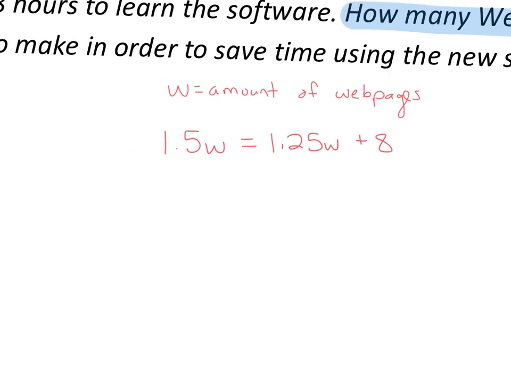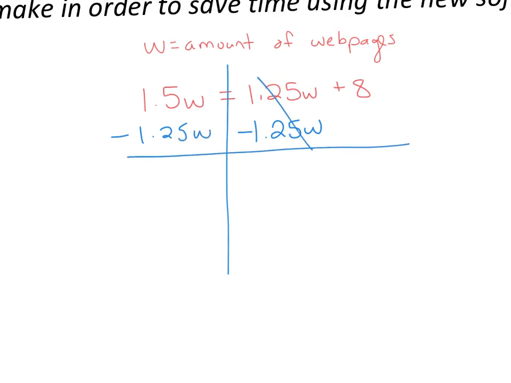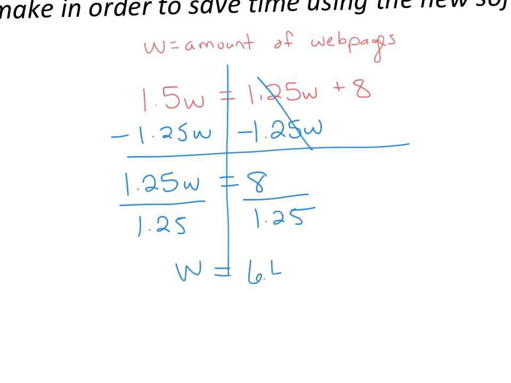Okay, so now we're going to solve our equation. And I'm going to start by drawing my wall. Now again, we've got to get the W's on the same side. Now in this case, you are going to want to move this 1.25 over to this side. Okay, so I'm going to subtract the 1.25W from both sides. So that cancels. So I get 1.25W equals 8. All right, now I'm going to divide by 1.25 and get W equals 6.4.